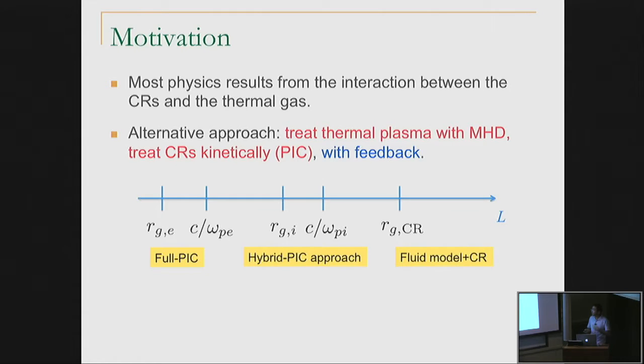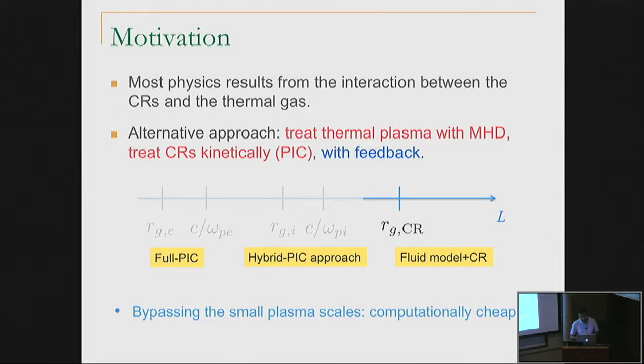And in addition, because the interaction is mutual, we also include feedback from cosmic rays to gas. And by doing so, we completely bypass these tiny plasma scales that the conventional PIC method has to resolve. But we also capture the full kinetic nature of the cosmic rays. And this will make this method computationally much, much cheaper.